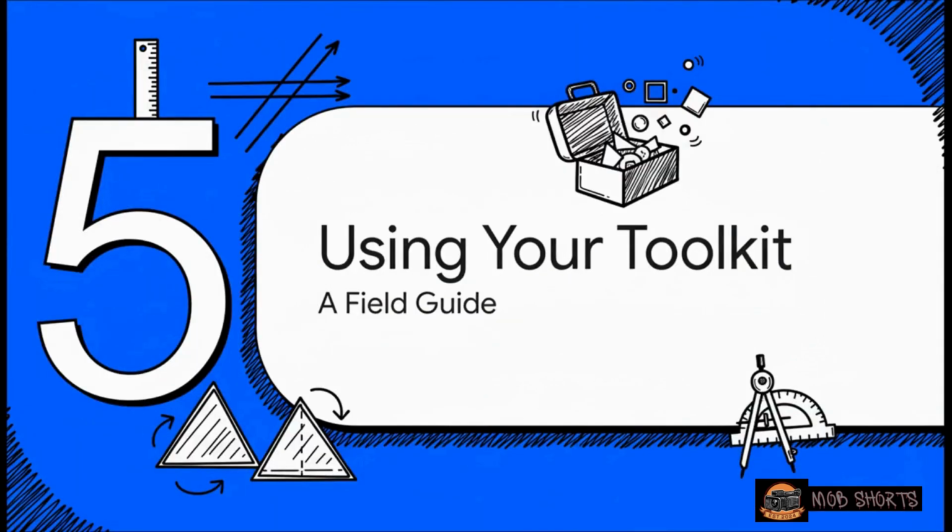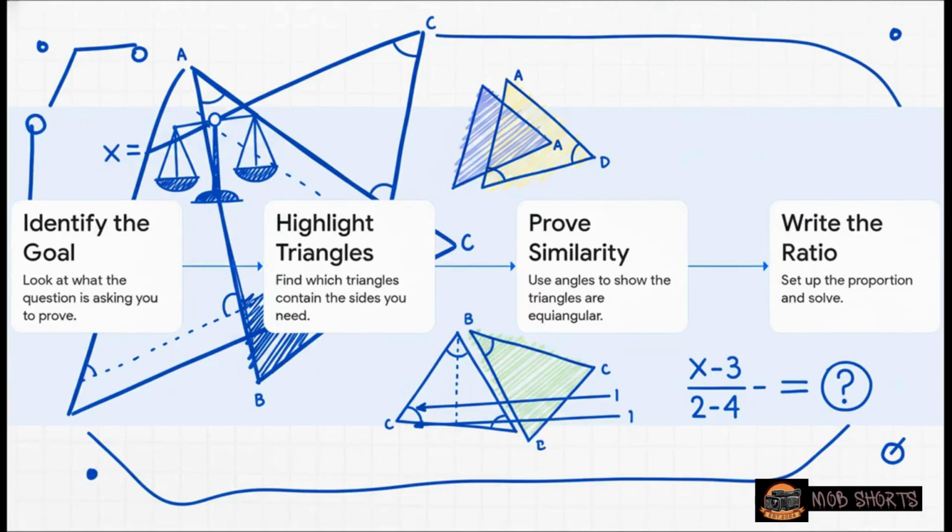So now we have our tools, the parallel line rule and the same shape rule. The big question is, how do we actually use them out in the wild on a real exam question? Right? Because knowing the rules is one thing, but applying them when the clock is ticking is a whole other ballgame. What's the strategy? What's the game plan? Here is a 4-step method that works almost every time.